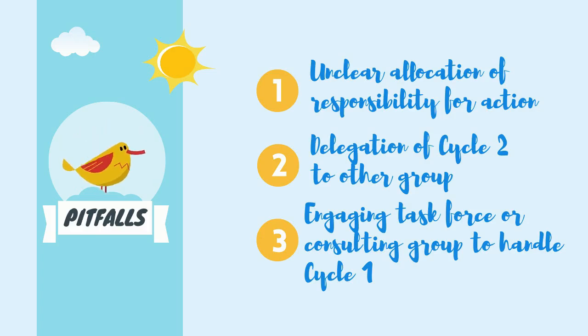Another pitfall is the delegation of cycle 2 to another group or engaging a consulting or task force group to handle cycle 1. When different people perform either cycle 1 or cycle 2, they may not understand the problem or commit to a particular solution. The ideal scenario is to achieve a high degree of overlap, meaning the same problem-solving unit handles both cycles. However, if this is not possible, adequate opportunities should be provided for both groups to participate in each cycle.